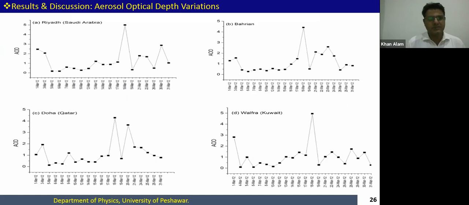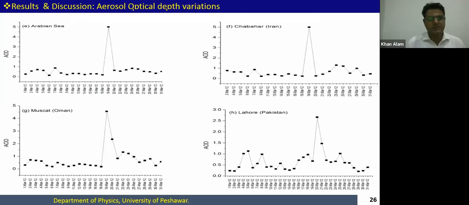It covered the whole region of Southeast Asia, and it covers many countries like the Middle East, Iran, Pakistan, India, and affected the visibility and the air quality in these regions.